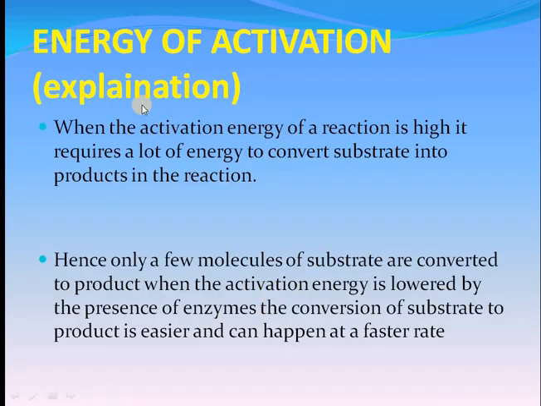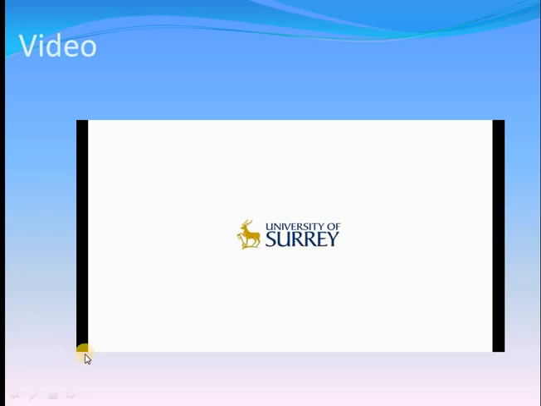Energy of activation. Here is a small explanation. When the activation energy of the reaction is high, it requires a lot of energy to convert substrate into product in the reaction. Hence, only a few molecules of substrate are converted to product. When the activation energy is lowered by the presence of enzymes, the conversion of substrate to product is easier and can happen at a faster rate. Here is a video about activation energy.